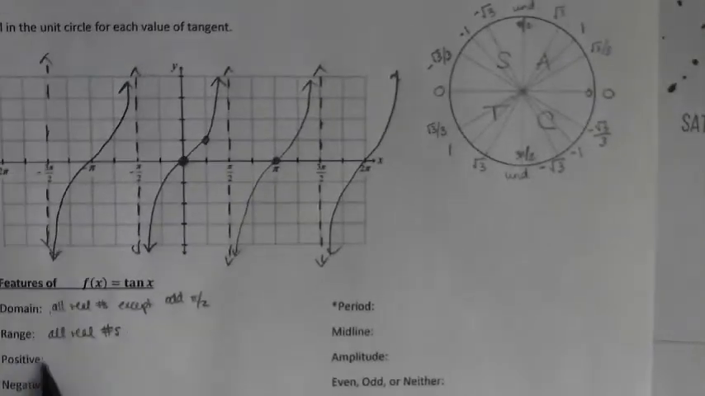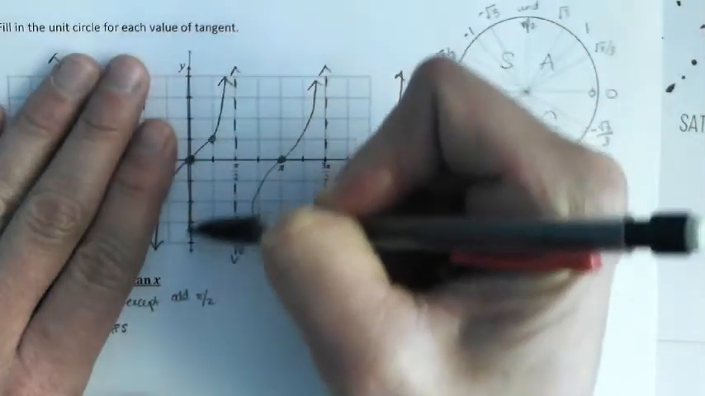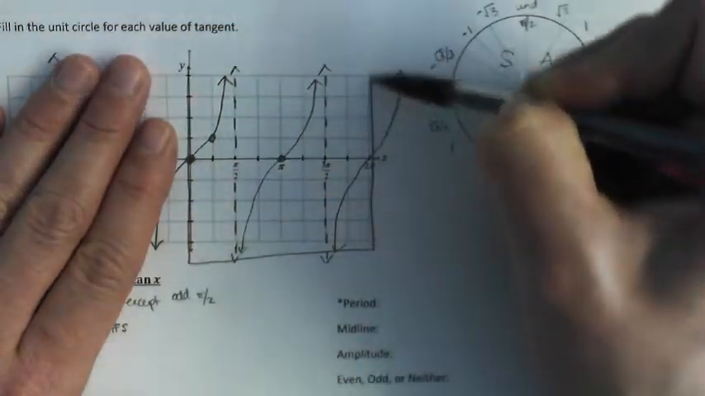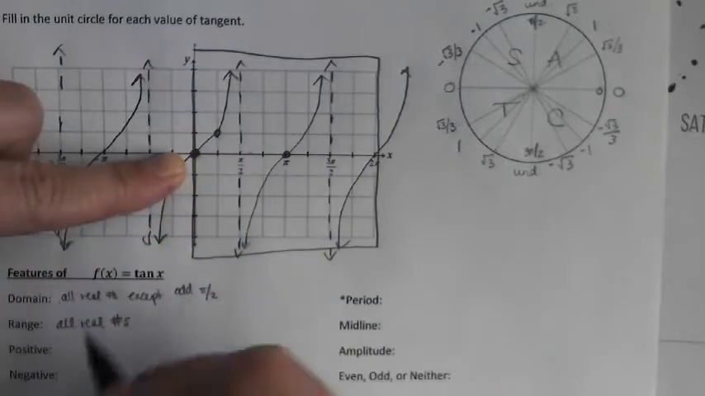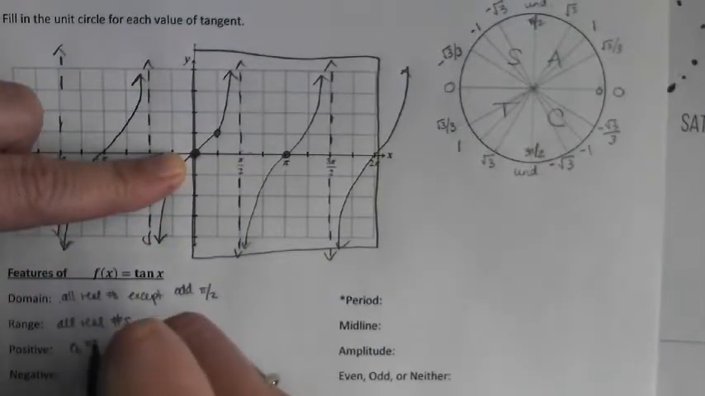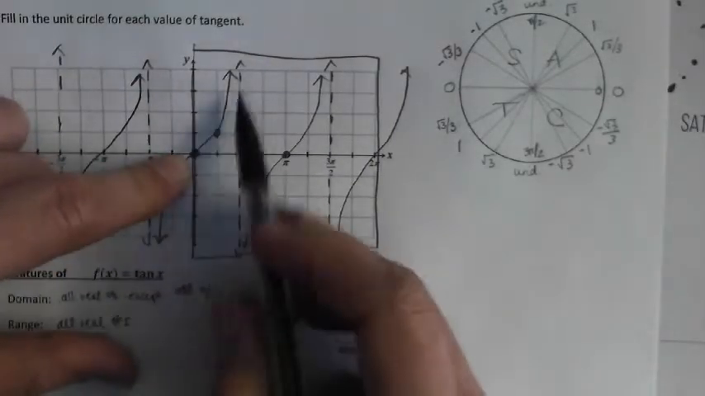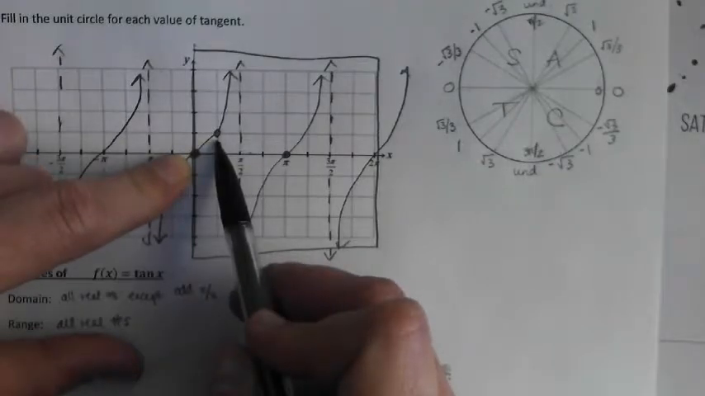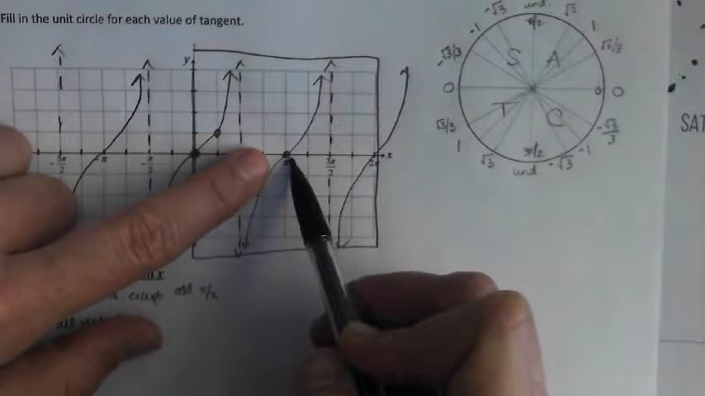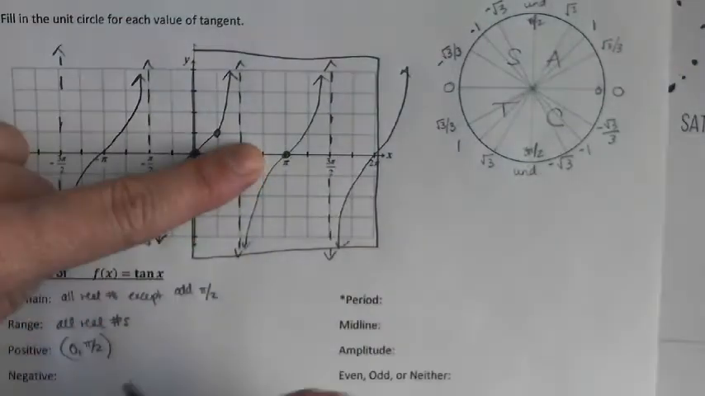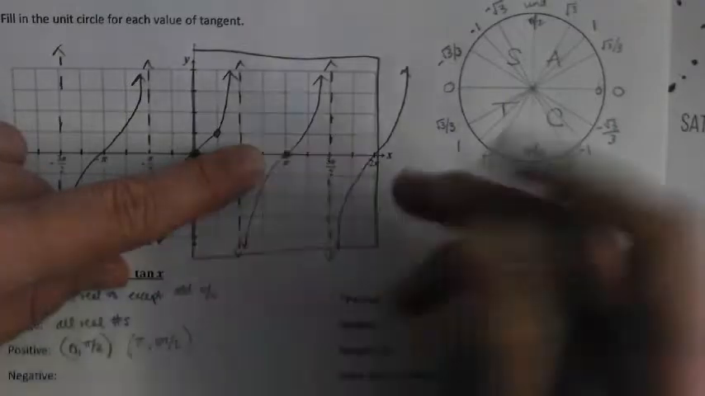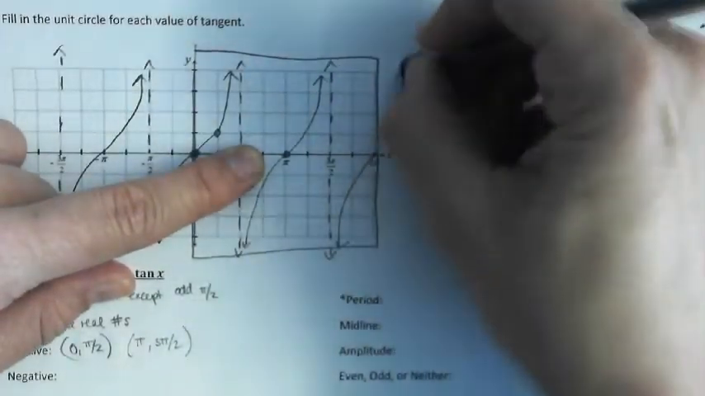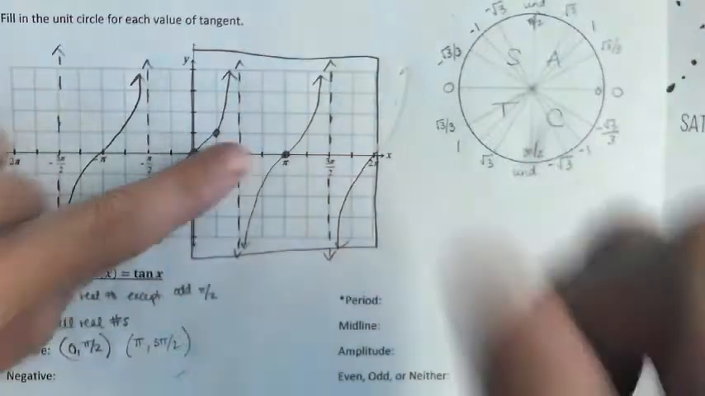If I'm talking about positive versus negative, I'm just going to focus in between 0 and 2 pi. And this is positive from 0 to pi over 2, meaning above the x-axis, right? And again from pi to 3 pi over 2. I'm just focusing from 0 to 2 pi.